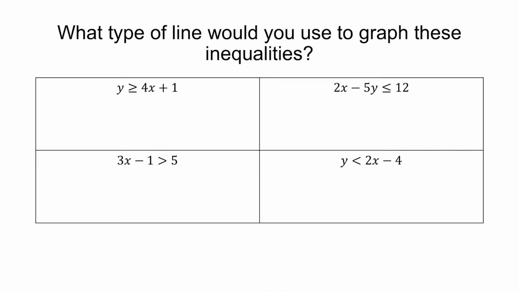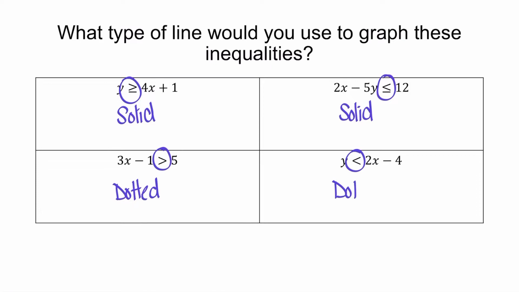So let's talk about what type of line you would use to graph these four different inequalities. If you have y is greater than or equal to 4x plus 1, the greater than or equal to means that you would use a solid line. If you have 3x minus 1 is greater than 5, the greater than sign tells you that you would use a dotted line. If you have 2x minus 5y is less than or equal to 12, the less than or equal to sign tells you that you would use a solid line. If you have y is less than 2x minus 4, the less than sign tells you that you would use a dotted line.